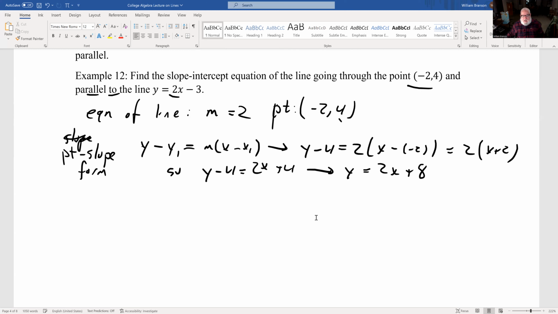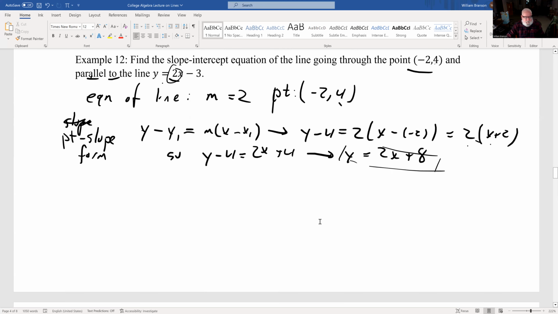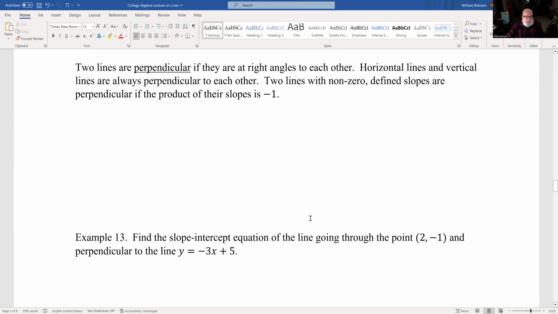And so we get that if you distribute this 2, this becomes a 2x plus 4. And we add a 4 to both sides. It gives me y equals 2x plus 8. So it's a line that's parallel to this line because it's got the same slope, and it goes through this point. If you plug in x equals minus 2, you get minus 4 plus 4 equals 4. So that's correct.